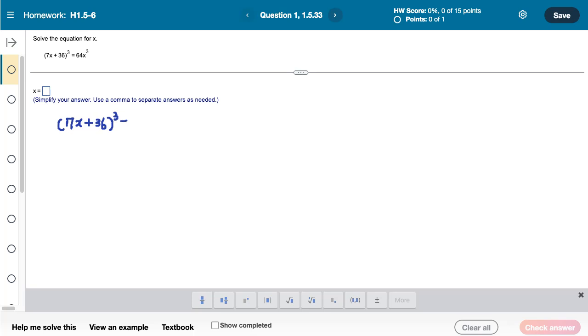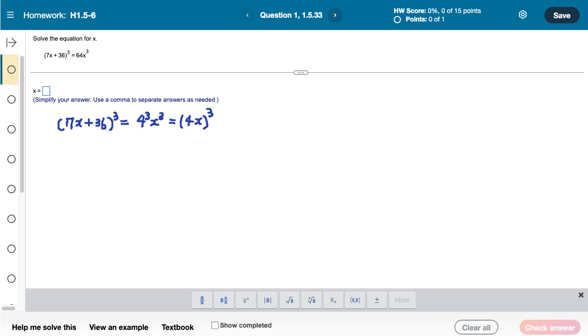All right, so we know that the 64 is 4 cubed. So I'm going to write the 64 as 4 cubed, and then you have x cubed. Right? So since we have the same power, we can combine it as 4x raised to the third power.